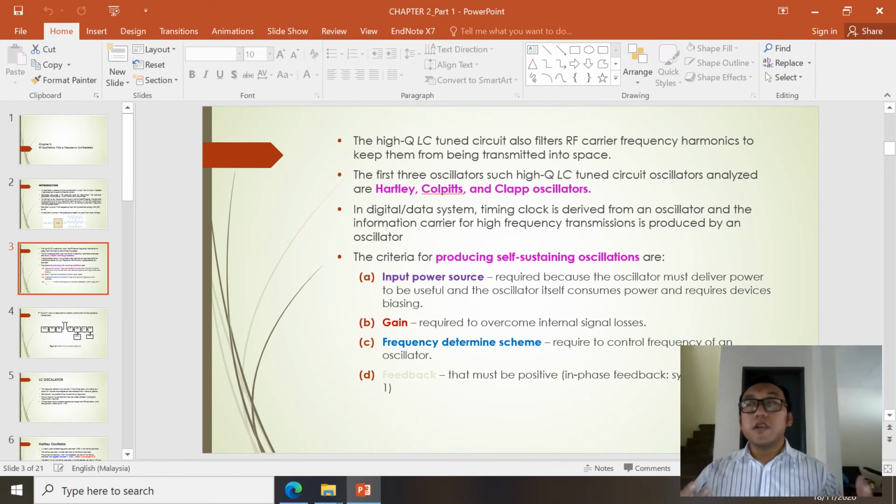So how good the oscillator is depends on these 3 things. It doesn't mean Hartley is better than Colpitts is better than Clapp. It's not either one. All of these oscillators are good, depending on the function. Okay, that's all. So we continue with chapter 2 part 3.